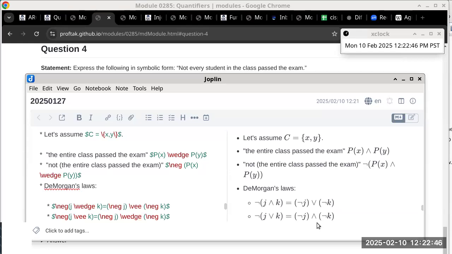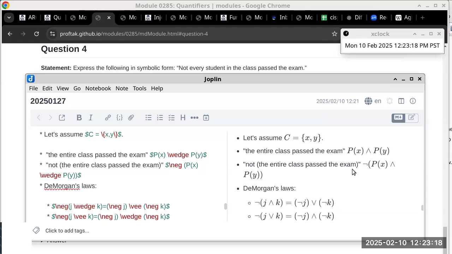But I recommend people do the truth table for both of these expressions. Then you can see for yourself that they are actually the same. So what does this have to do with existential versus universal and how we apply the negation? Well, looking at this, with De Morgan's law, I can now transform not the entire class passed the exam, which is the negation of P of X and P of Y as a whole thing.